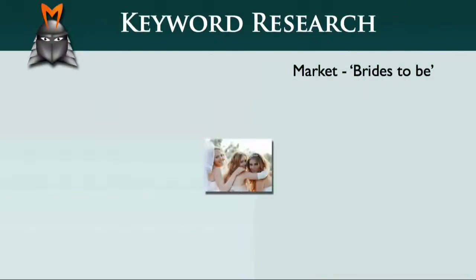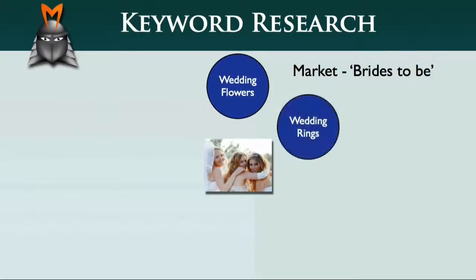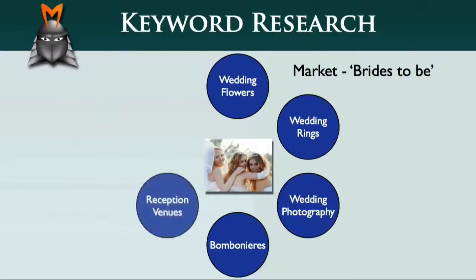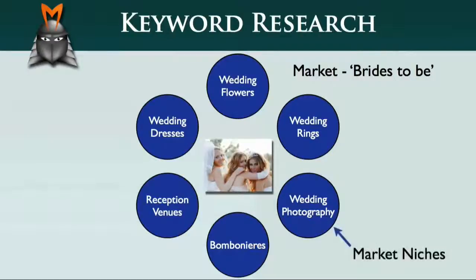Members of the brides-to-be market will be interested in a wide range of topics that relate to weddings. These include wedding flowers, wedding rings, wedding photography, bonbonnieres, reception venues, and wedding dresses. Each of these topics can be thought of as a niche that will be of specific interest to members of the brides-to-be market. Now let's take a look at keywords and how they relate to market niches.